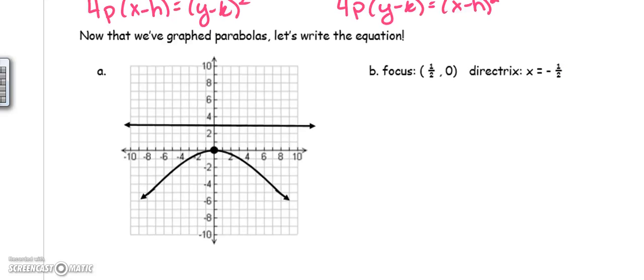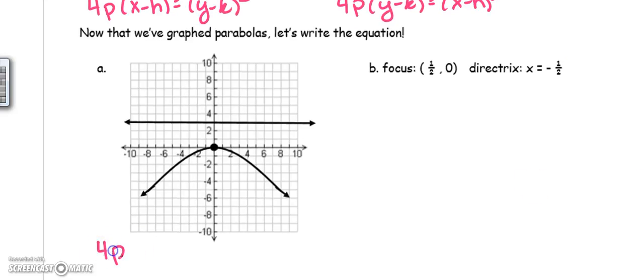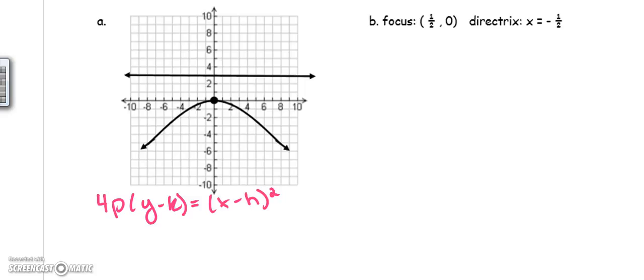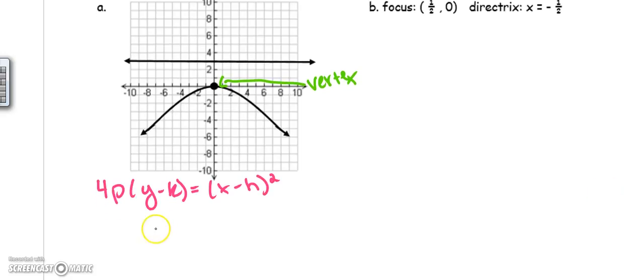So I'm going to rewrite that here. So 4p times y minus k equals x minus h squared. So now I'm going to start filling in the pieces that we know. So first off, we know that our vertex is right here. So there's no h or k. So those are both going to be 0. So I'm going to just have a y equals x squared.